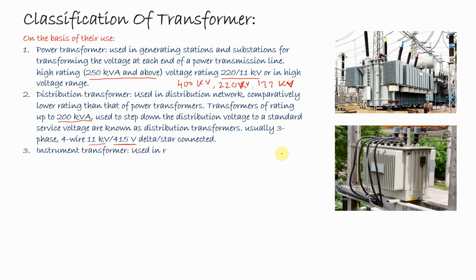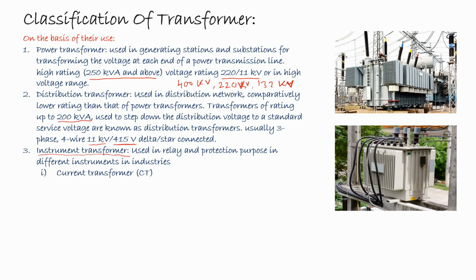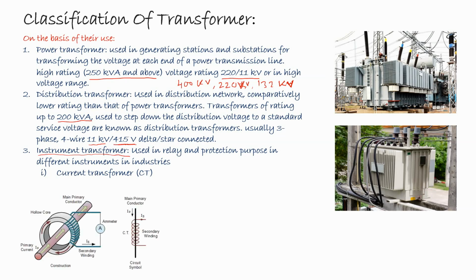The third type of the transformer, depending upon their use, is called the instrument transformer. This transformer is basically used in relay and in protection purpose of different instruments in industry. That means, as its name is instrument transformer, this type of transformer is basically used to measure the high voltage or high current in power transmission line. There are two types of instrument transformer. One is called the current transformer and the other is called the potential transformer.